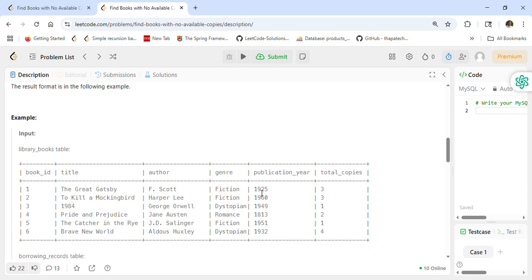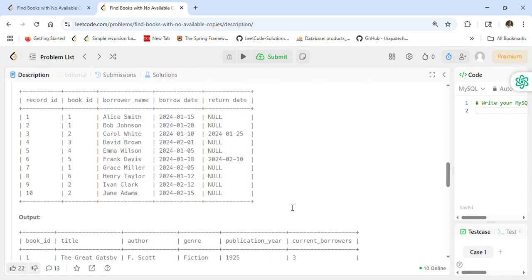So for example, this book has 3 copies that you will know from total copies of the library books, and you can calculate total borrowed copies here for that book. So you can calculate here that this one and this one, because the return date is null here, right? Return date should be null. It means that that book is borrowed.